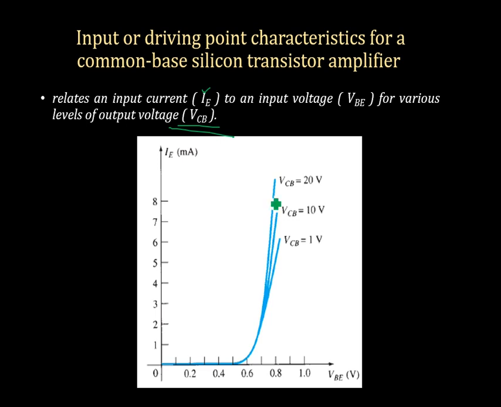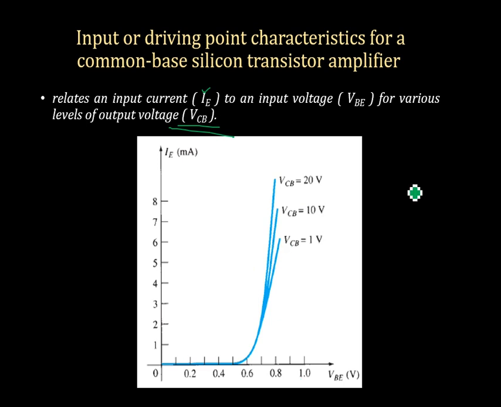And you can note down one more point here. As the collector base voltage is reduced, this curve is moving to the right. Or alternately, you can say that with the increase in collector to base voltage, you can see the curve is shifting inwards, or the emitter base junction is behaving like a better diode.